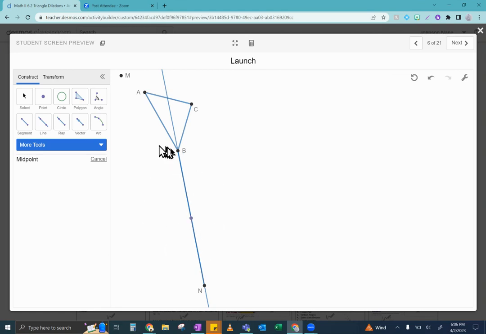So now if you look, this whole length is 2 units. So half of that would be right here. So this is where B would be. So I'm going to label it B double prime.